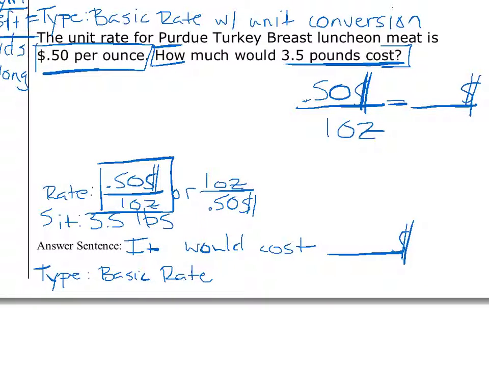So here's where we would be ready to plug in our situation. So I put in 3.5 pounds and I cancel out my units. Leslie? So Leslie is saying, I can't cancel out pounds and ounces. This is where you get in the problem and you go, hey, this must be a basic rate with a unit conversion.